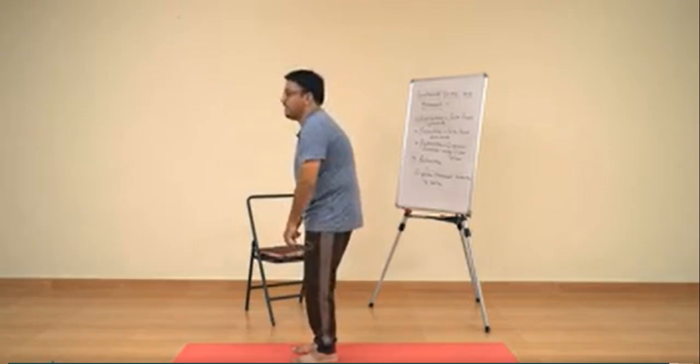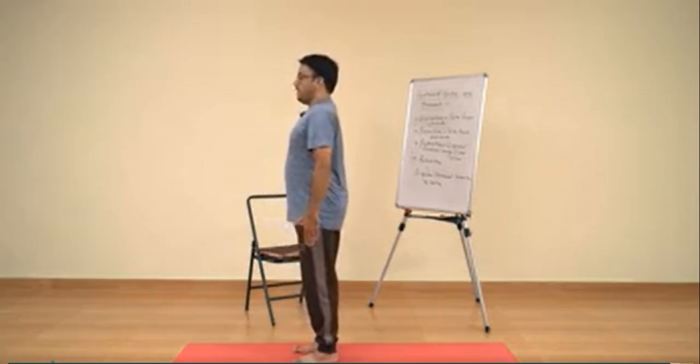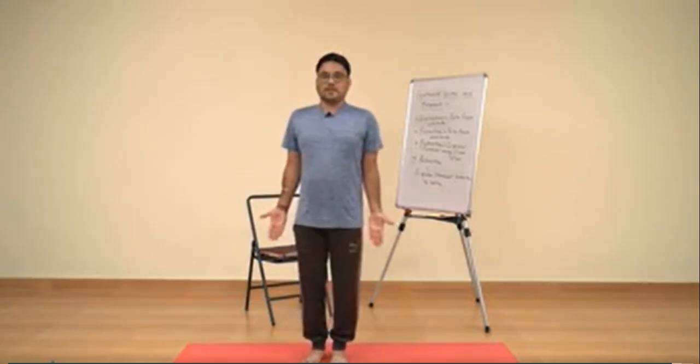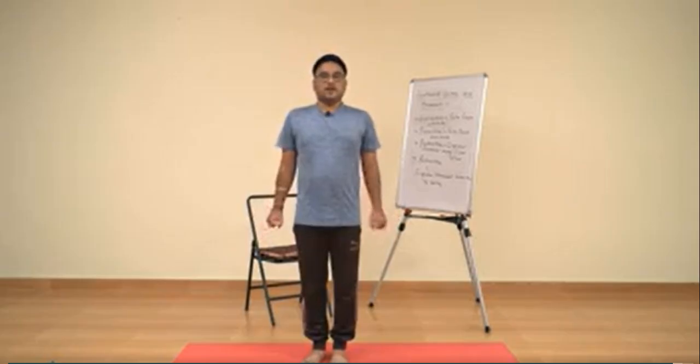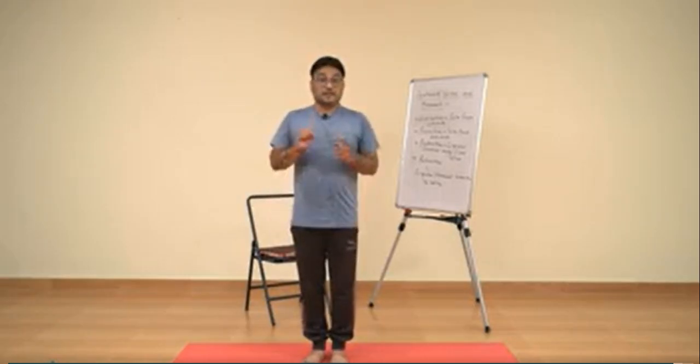Spine, neutral. Extended. If I'm doing like this, flexion of the spine. If I'm doing like this, extension of the spine. So spine, neutral. Shoulder, neutral. Elbow, extended. And this is in between supination and pronation. But if I'm standing this way, in Tadasana, then what do we say? Palm facing forward.